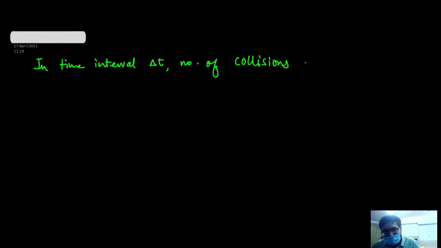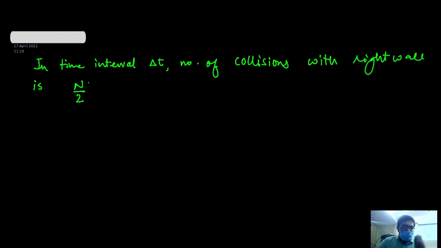So I can say in time interval delta t, the number of collisions with the right wall is n by 2. Again, what is this delta t? Delta t is equal to L upon Vx. If we allow that much time, then there will be these many collisions, n by 2, with the right wall. There will be collisions with the left wall also, but we are not concerned about that.